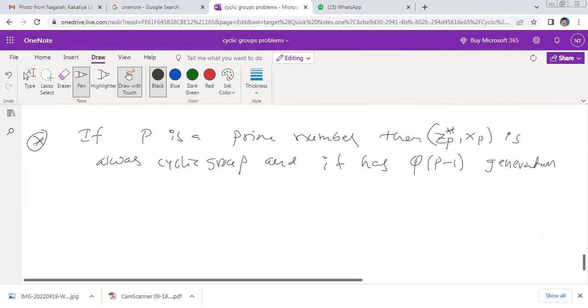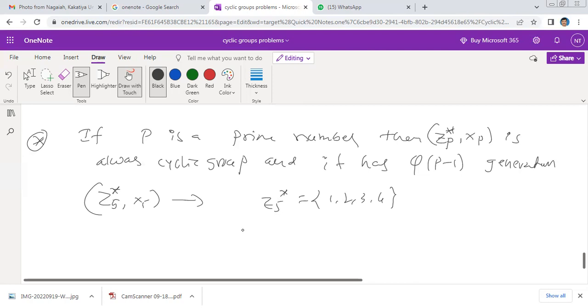Why is it phi of p minus 1? Because the identity element is not counted; the group has p minus 1 elements other than 0. For example, take Z5 star under multiplication modulo 5. What are the generators? Z5 star is equal to 1, 2, 3, 4.